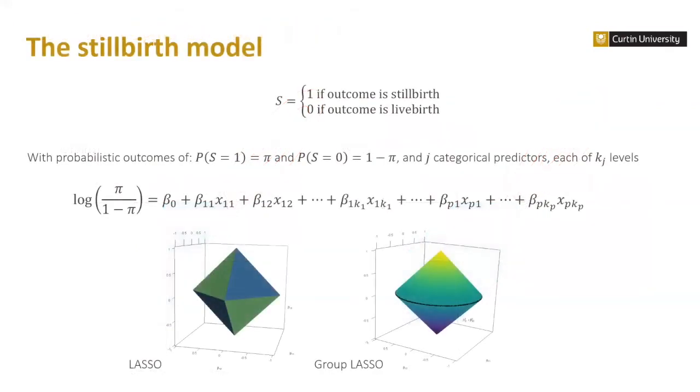Cool. So let's return, I guess, to why we're here. The overall aim of this project was to build a good model to predict stillbirth occurrence and hopefully make it interpretable because of the number of categorical predictors that we were dealing with. We initialize our model with our response variable S, which is the outcome of a single pregnancy: 1 if the outcome is a stillbirth and 0 if the outcome is a live birth. We then set up our logistic regression model with the linear combination of our indicator variables.